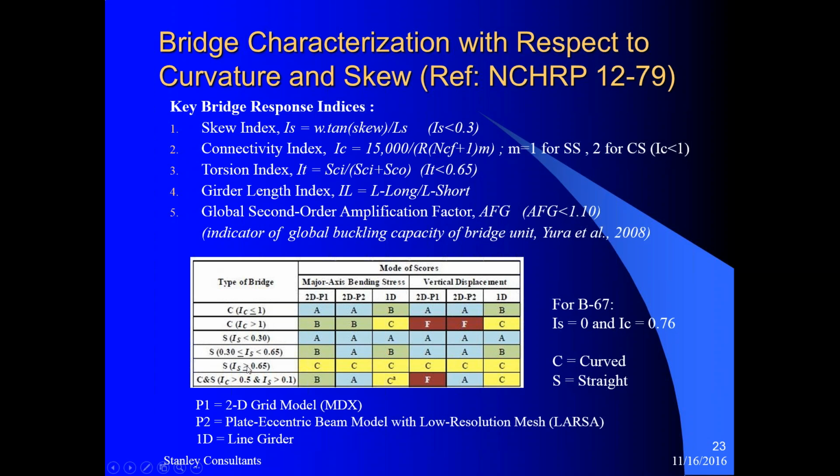And similarly, if you have skew, in this case we don't have skew, but if you have skew, you can look at these cases with curved and skewed bridge, and then what kind of grades. If you cannot find anything in this table that would work for your bridge structure, then that means you need a real sophisticated analysis, probably a 3D model.